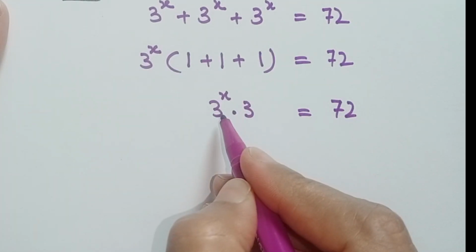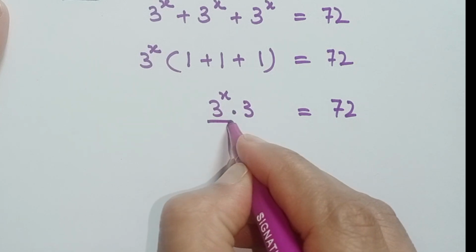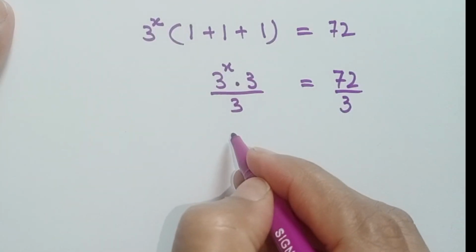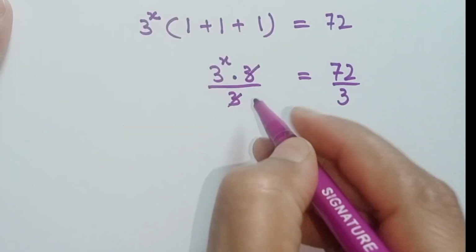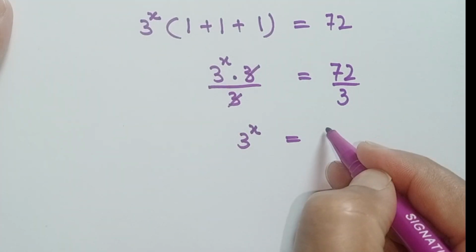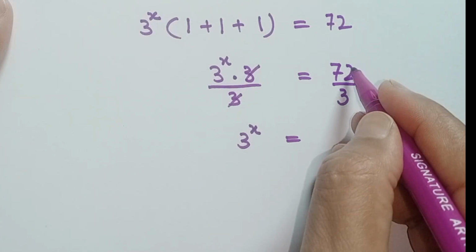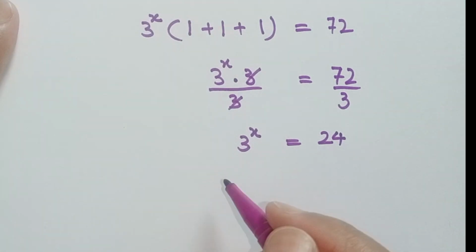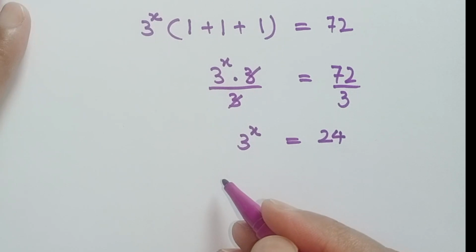So in the next step we will divide both sides by 3. 3 power x times 3 divided by 3, 72 divided by 3. The 3 will go with the 3 and we will get 3 power x is equal to 72 divided by 3, which is 24. So 3 power x is equal to 24, now we will take log on both sides.